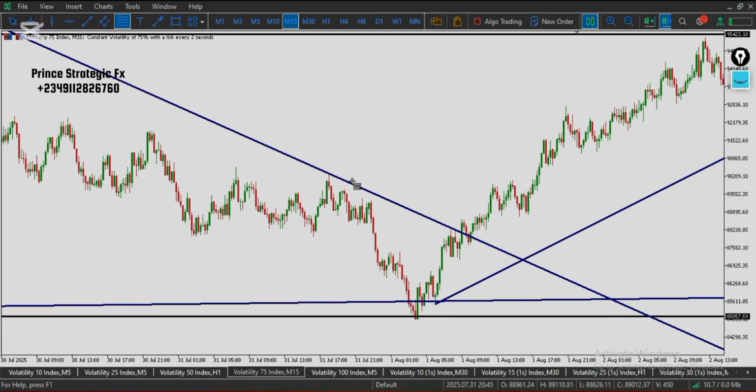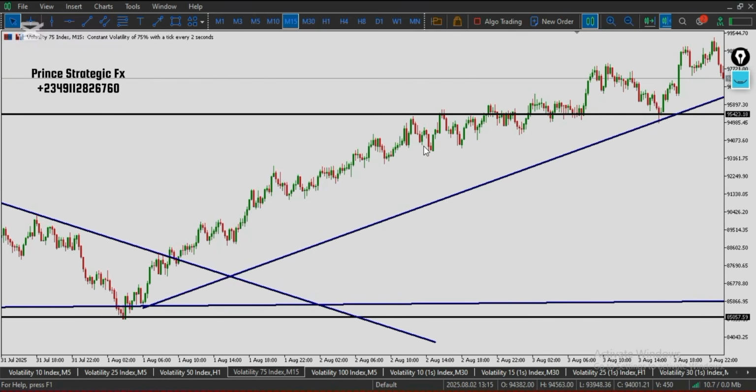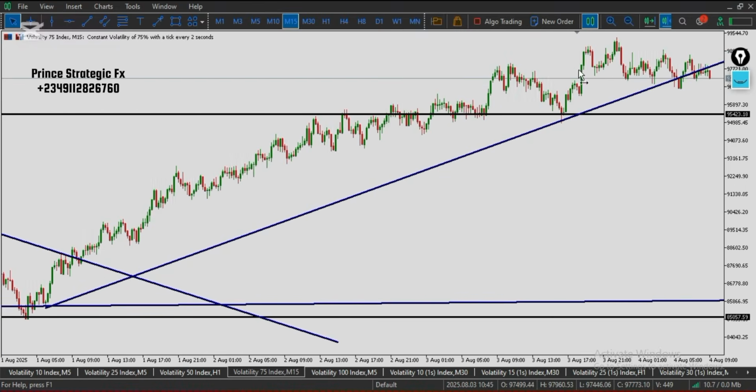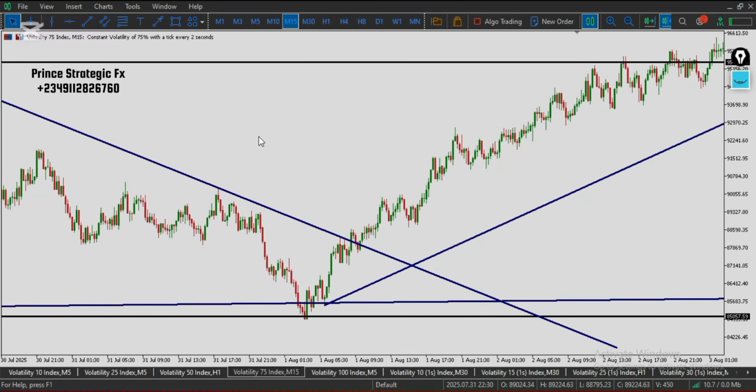Now, before I show you guys exactly how I spot this entry or how I catch this big move to the upside, let me explain exactly how you can use the Fibo. You understand?